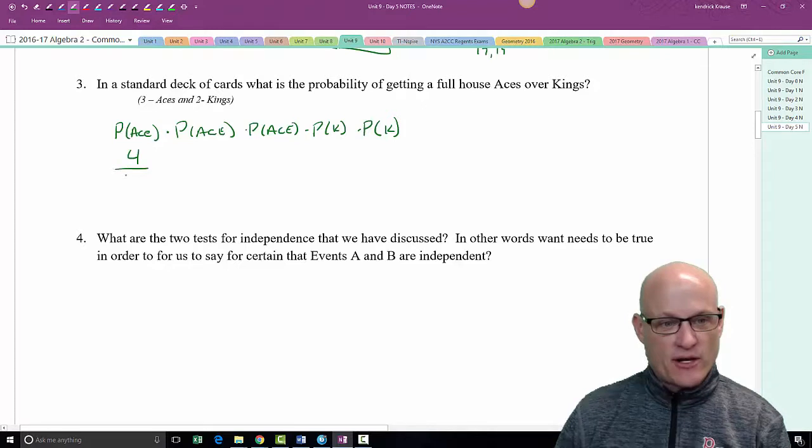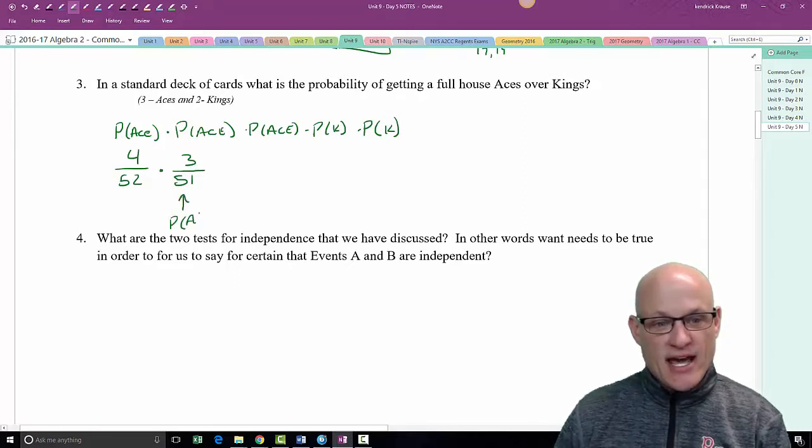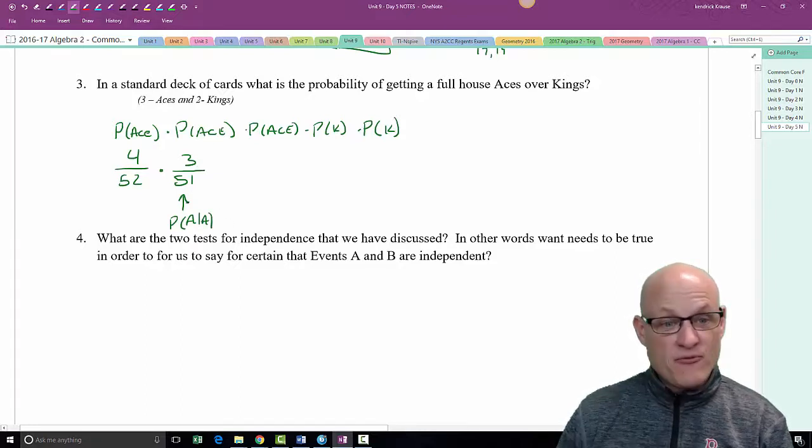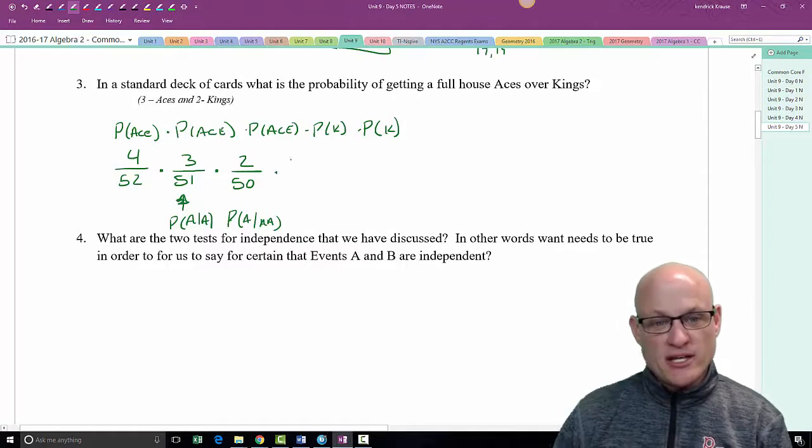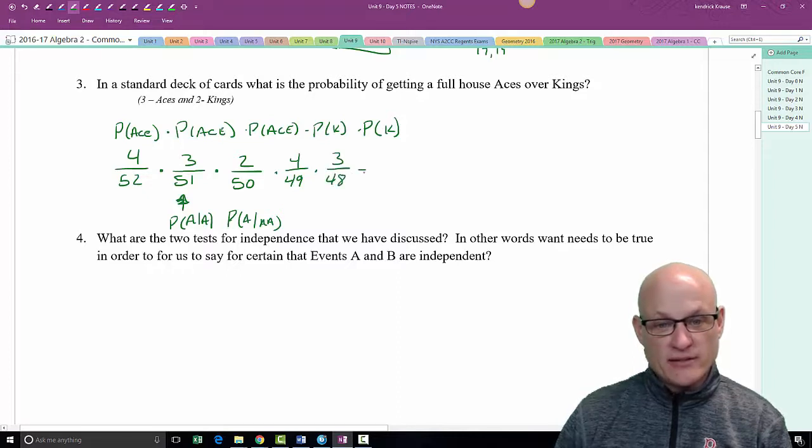The probability of ace is 4 out of 52. Now, the probability of getting an ace again is 3 out of 51. This is the probability of getting an ace, having already gotten an ace. So there's 3 aces left, 51 cards left. This is the probability of ace. There's 2 left out of 50 cards. This is the probability of an ace having gotten 2 aces, so on and so forth. Probability of king, 4 out of 49, and the probability of another king would be 3 out of 48.